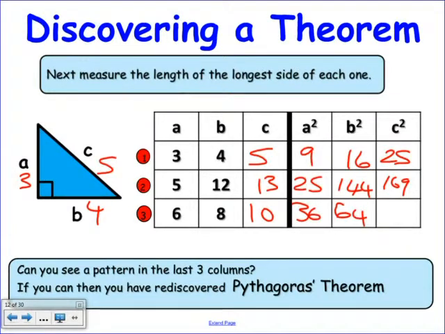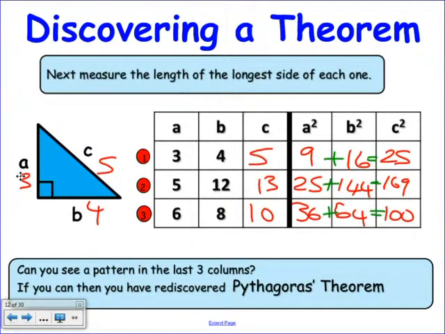Can anyone see what the relationship is on those numbers, the squared numbers? Those two discovered it. Brilliant. You've just discovered Pythagoras' theorem. Okay? So, when you square the first side and the second side and add them together, it's the same as the third side squared. That is Pythagoras' theorem.